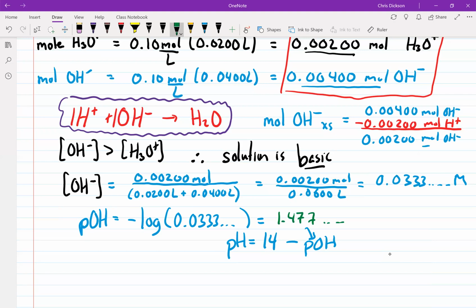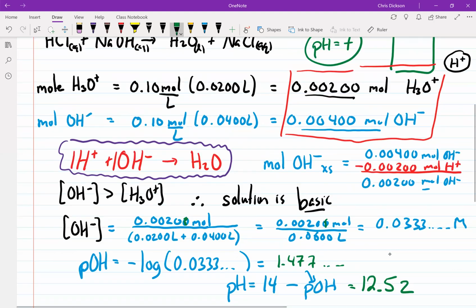1.477 and a bunch of other numbers. And so if I do 14 minus that number, sorry, negative log 0.033333, and then 14 minus that number, I'm getting a pH equal to 12.5, and I think it's 2 sig figs. Is it 2 sig figs? 3 sig figs. It's actually 2 sig figs, because this should be 2 sig figs here.